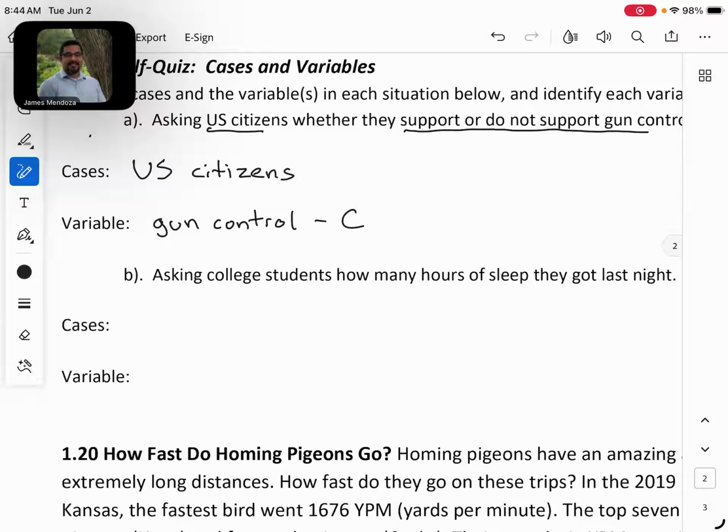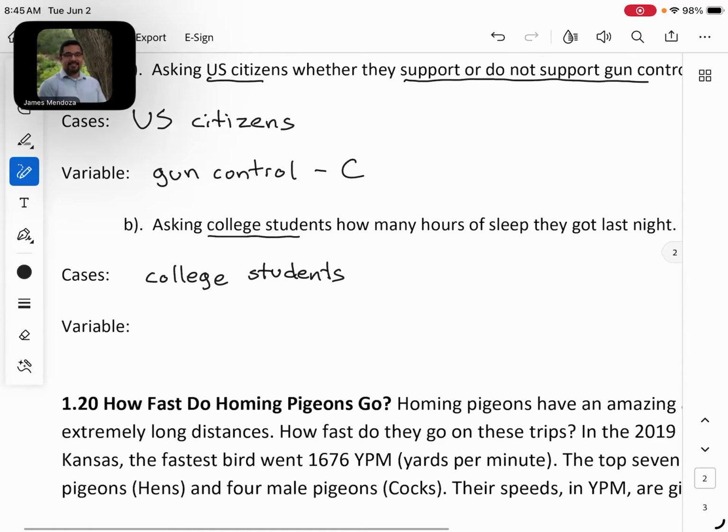All right. So for B, again, the cases would be who, from whom, or what they were trying to collect information from. In this case, it's a who, it's college students. And I think it would be worth putting college and not just students, because we've got high school students and college students, and there's a big difference between whether you're a high school student or a college student. You experience different things, take different classes.